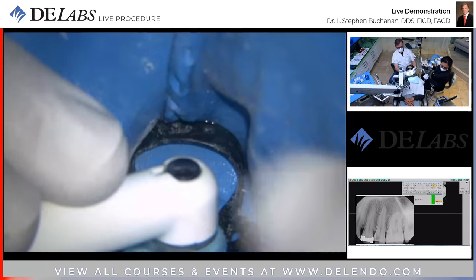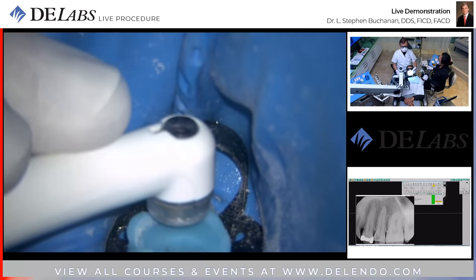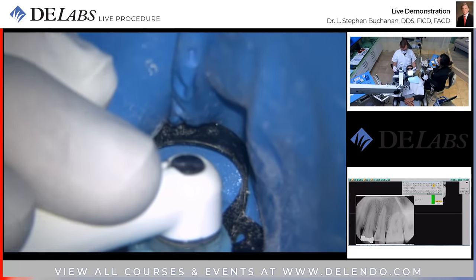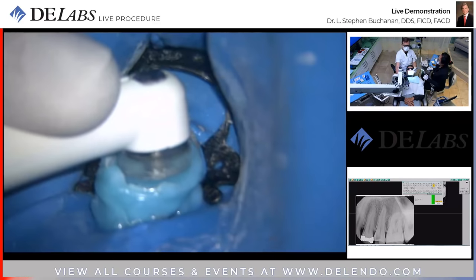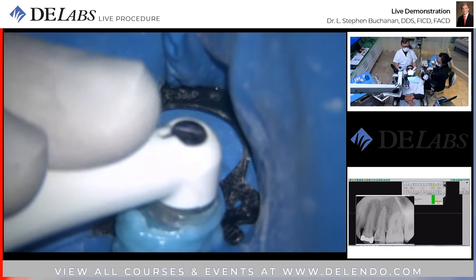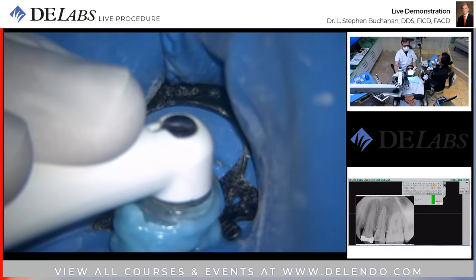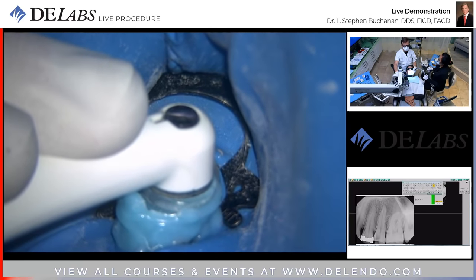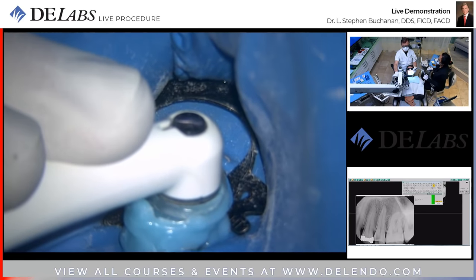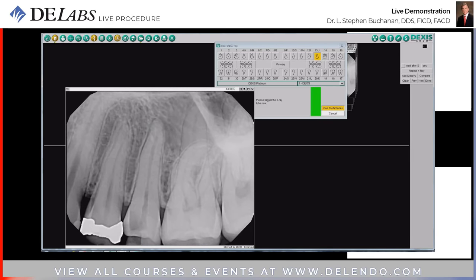You can stop at any time in the middle. Sometimes you want to just make sure you have the right angle. It's not that easy to hold in one specific space for that long. Okay, we're at a minute 17.